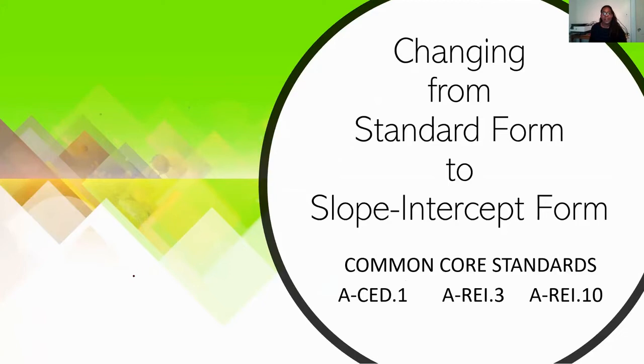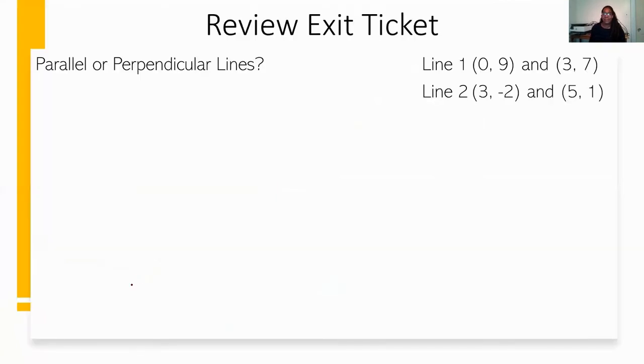In order for us to do this, let's review what we worked on last time. Last time we did a review of parallel and perpendicular lines, and we looked at how slope can help us identify what type of lines they are without us graphing them. I gave you two lines. One of them is (0, 9) and (3, 7), representing line 1. And for line 2, we have (3, -2) and (5, 1).